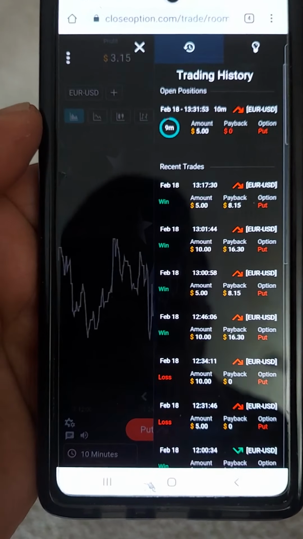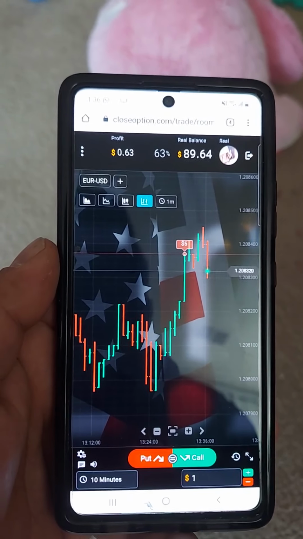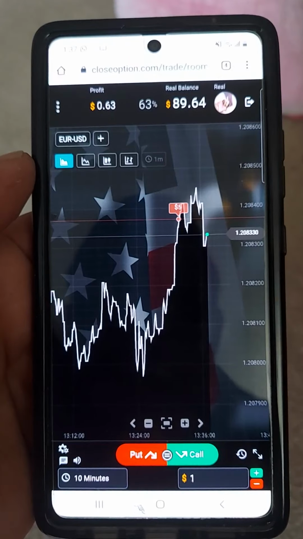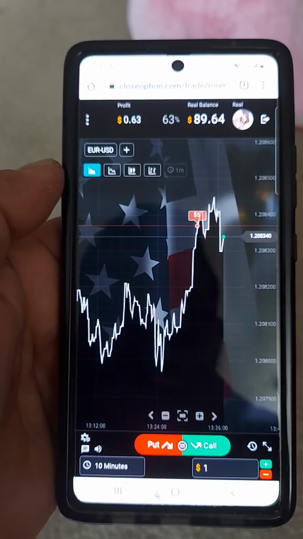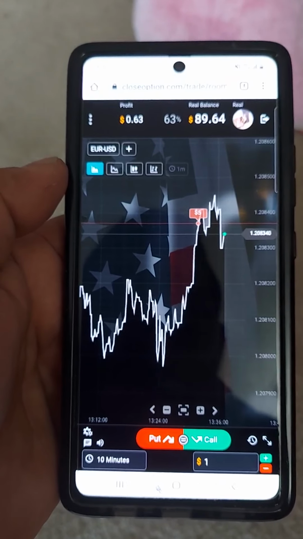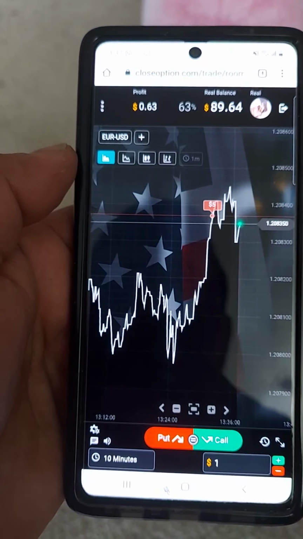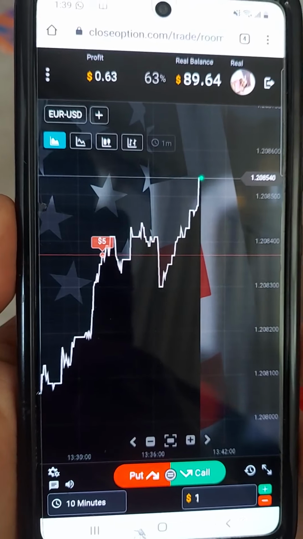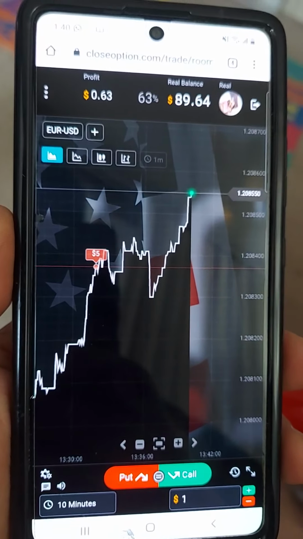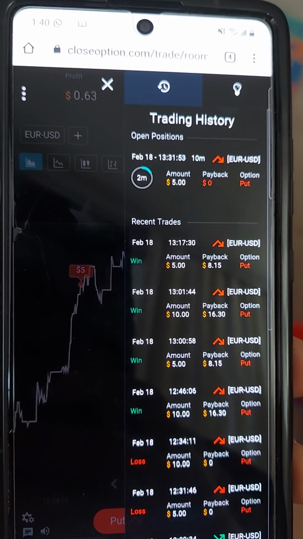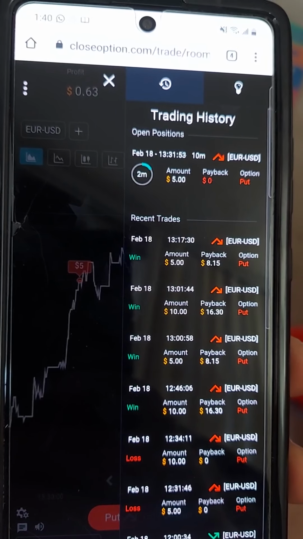9 minutes to go. Still 5 more minutes. We're winning the trade. We got a good entry. I wish I could get it right at the peak, but we're still winning it. We'll see the results. So it looks like this one is going to be a loss. So 4 winners, one loss. 2 minutes to go. I don't think that is going to come back.